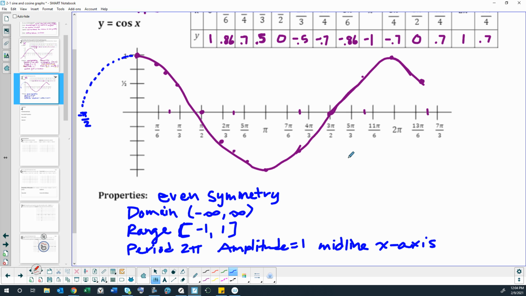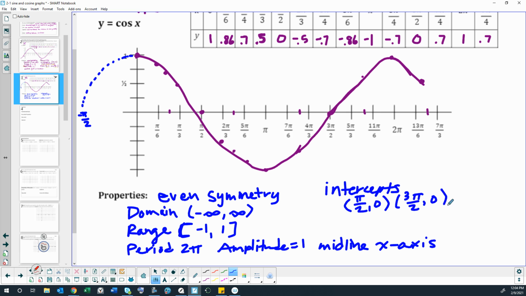And then our key points would be our intercepts, which are at pi halves, 0, 3 pi halves, 0.